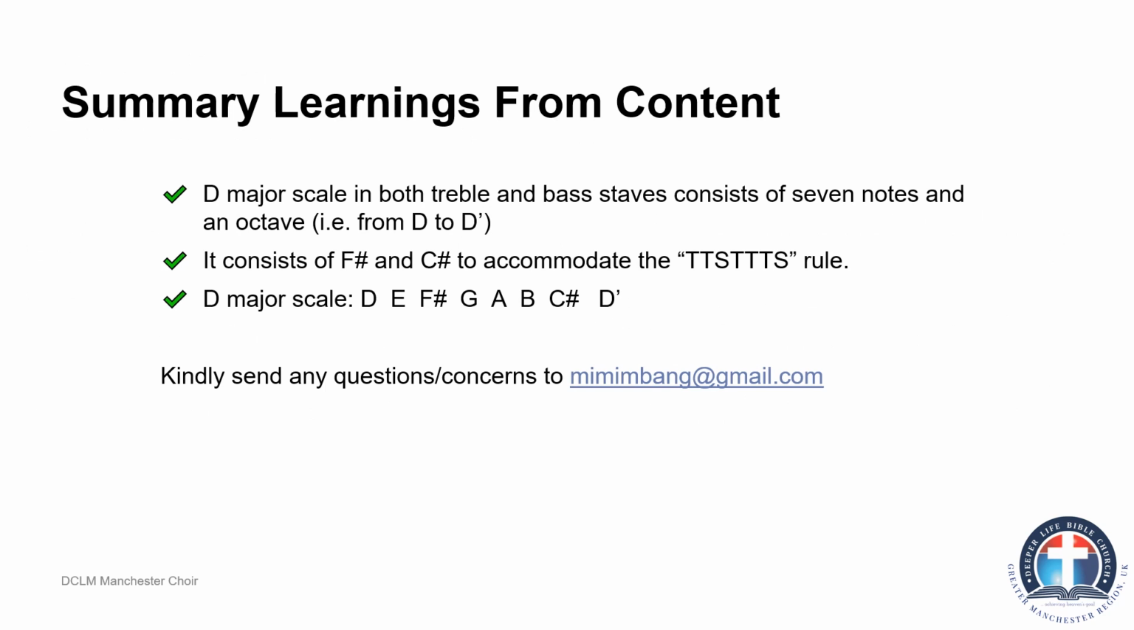To summarize what we've learned so far, we talked about the D major scale in both the treble and the bass staves, which consist of still 7 notes and an octave, making it 8. So we have D, E, F, G, A, B, C, D. So this runs with sharps at F and C. And this is to accommodate the tone, tone, semitone, tone, tone, tone, semitone rule. So this is all we've talked about today, and try the assignment to see how it's applied on this stave.